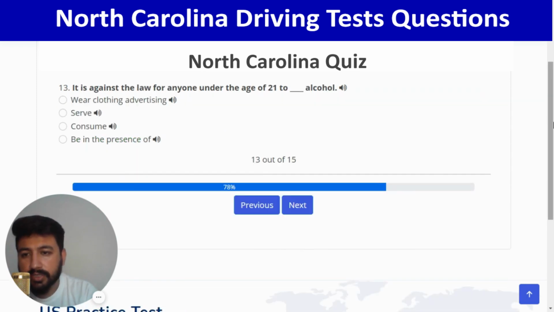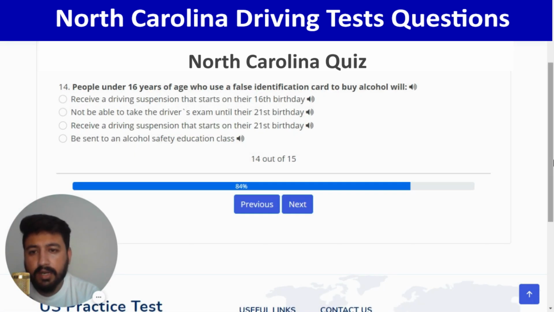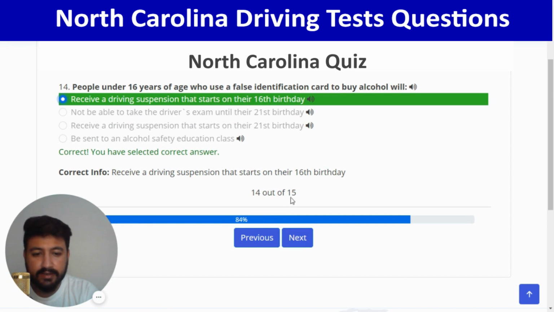The third last question of quiz number 1 is it is against the law for everyone under the age of 21 to blank alcohol. The right answer is consume, correct, and we will move to the second last question of quiz number 1. People under 16 years of age who use a false identification card to buy alcohol will... The right answer is receive a driving suspension that starts on their 16th birthday, correct, and next.